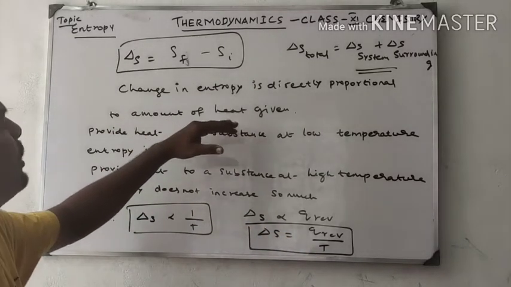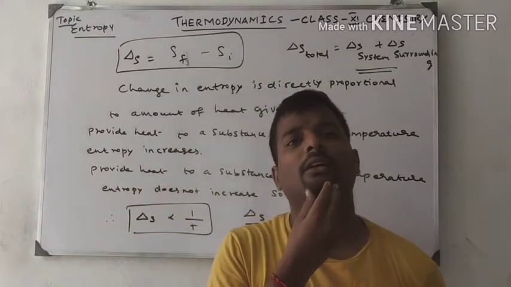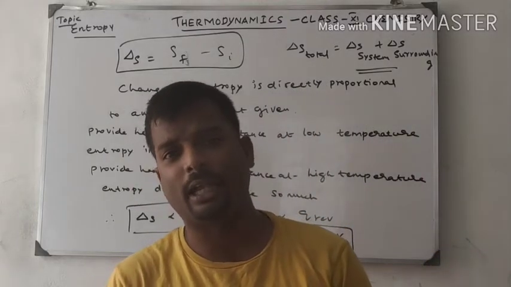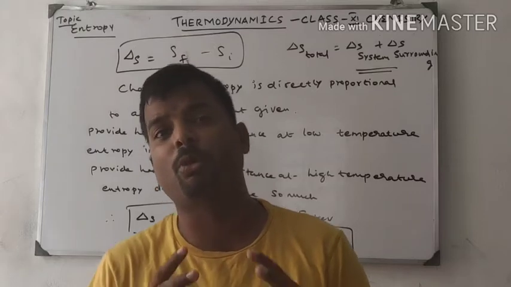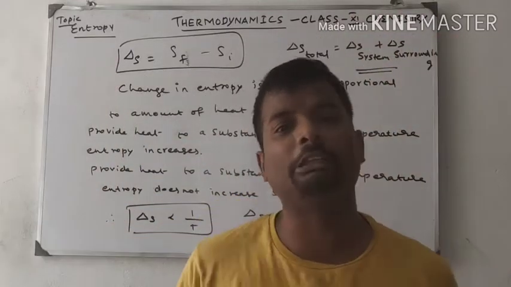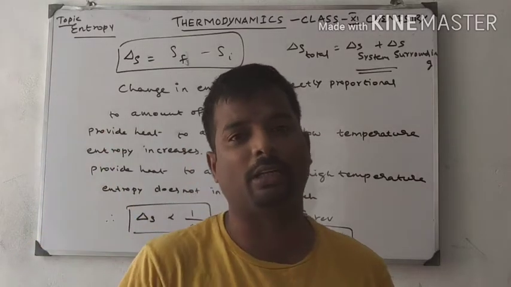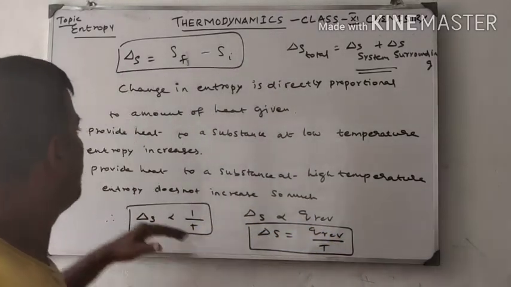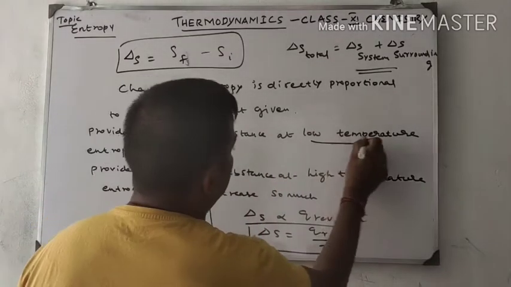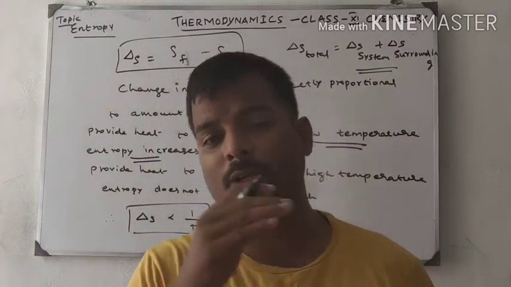Change in entropy is directly proportional to the amount of heat given. I already explained that if I increase the amount of heat given to the system, the gas absorbs more heat, which favors more kinetic energy. It moves here and there, collides with each other, and entropy automatically increases. So entropy depends on the amount of heat given. And one more thing: provide heat to a substance at low temperature, entropy increases. Example: I am giving heat to ice, it becomes water, entropy increases.